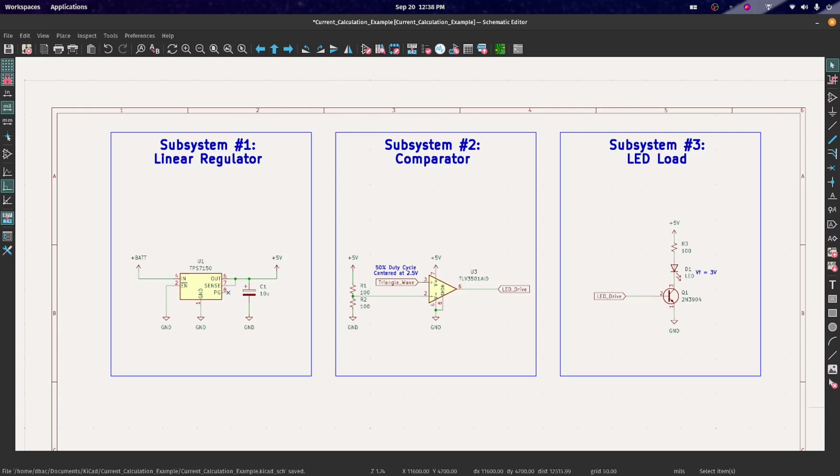Here I have a demo project. The project consists of a regulator, comparator, and LED subsystem. The project is made to demonstrate how to calculate expected current draw to find battery life. First, we will go subsystem by subsystem to find out how much current is needed, and then we will sum up the currents to see how long a selected battery will last. After that, we'll make some changes to the design to make the selected battery last longer.